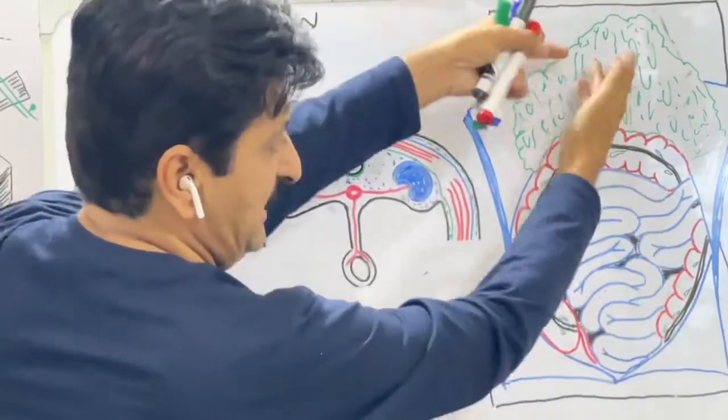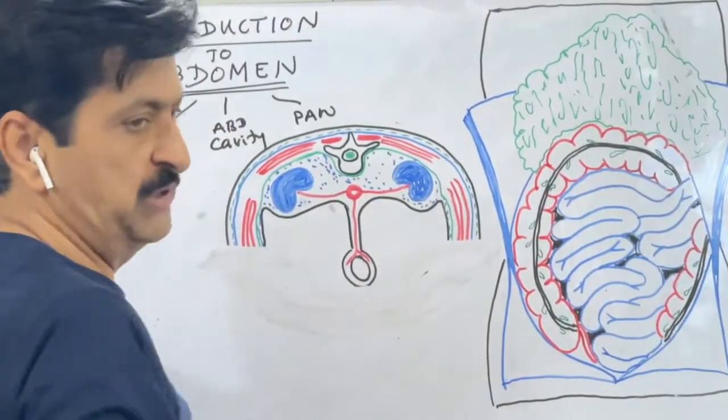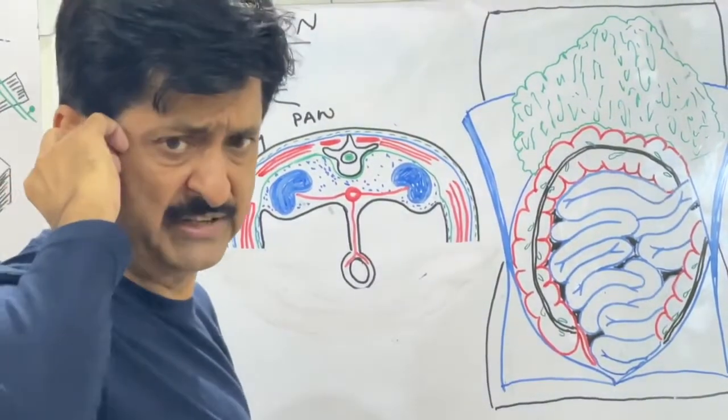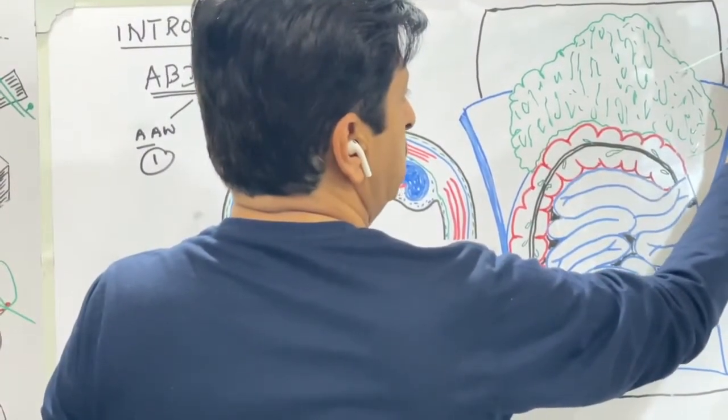Do you see this? It was like a blanket here. We have reflected it here. This is called the greater omentum. This greater omentum is a double layer of peritoneum, which we will discuss later. But you see, this is a peritoneum. We call it the greater omentum.